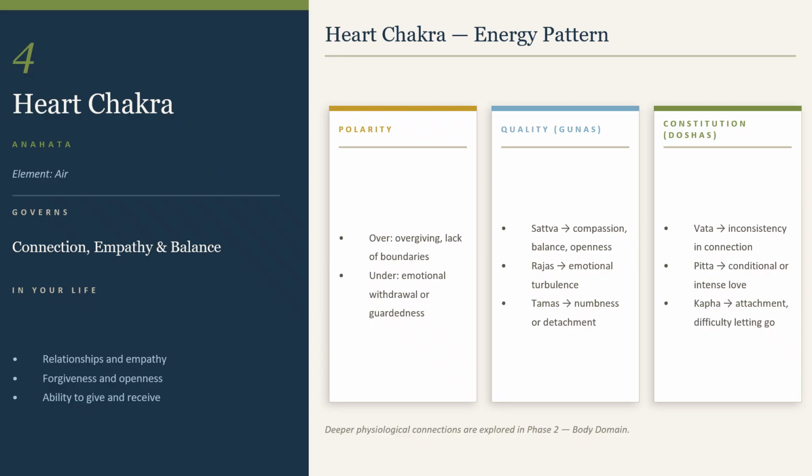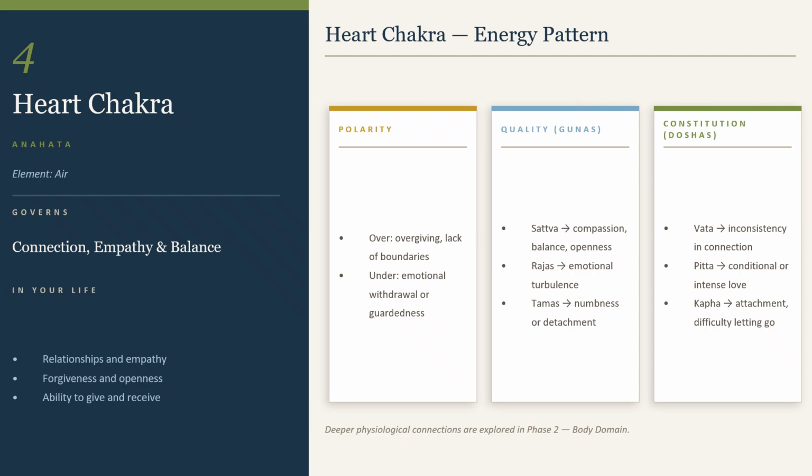For polarity, overactive expression shows up as overgiving, lack of boundaries. Underactive expression shows up as emotional withdrawal or guardedness. For quality, Sattva brings compassion, balance, and openness. Rajas can show up as emotional turbulence or over-involvement. Tamas can show up as numbness, detachment, or shutdown.